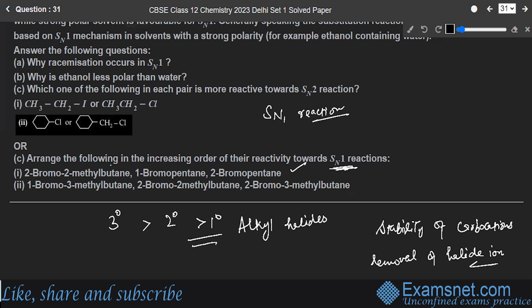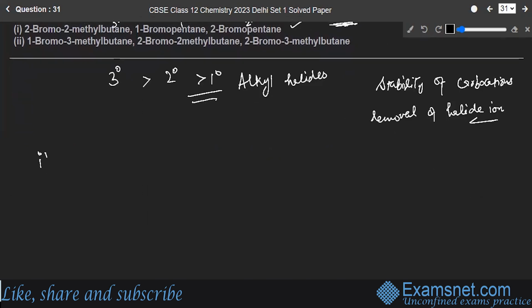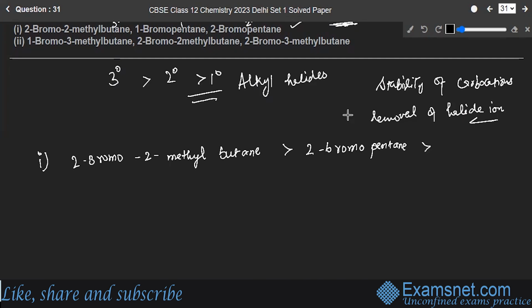All right. So based on this, what is the correct order for the given one? The first one, this is tertiary. Yes, this is tertiary, and then this is secondary, and this is the primary. So you have the correct order for the first part as this will be 2-bromo-2-methylbutane, followed by 2-bromopentane, followed by 1-bromopentane. Hope you understood. Now the second part.